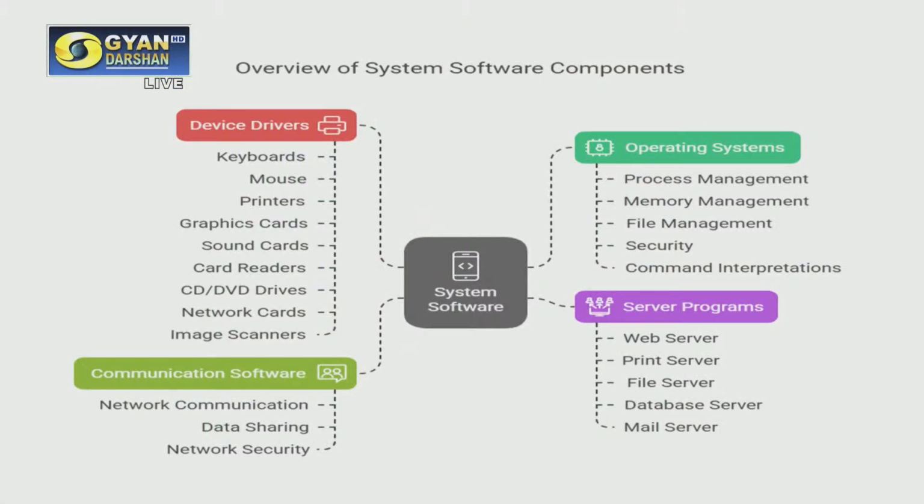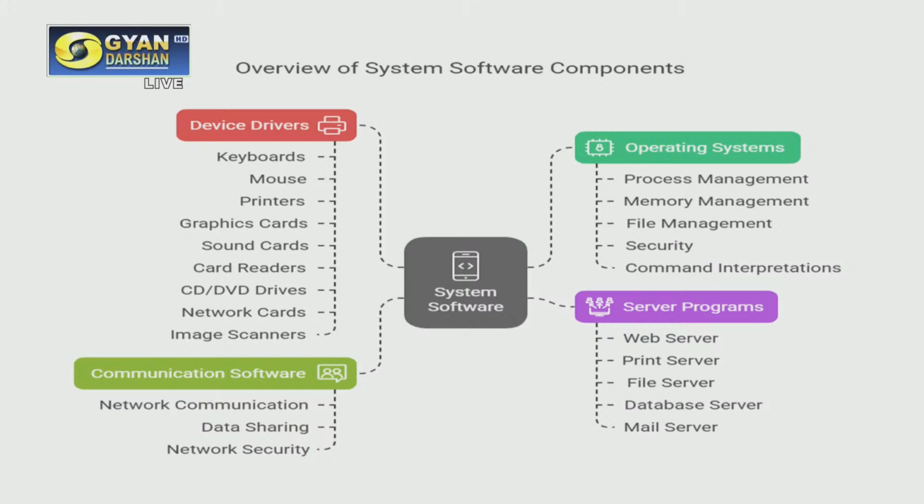So the system software, as I already said, in order to work with the devices, you need to have the device drivers. If you need to work with a mouse or keyboard or printer or whatever graphic card you need, you need to install the driver. So device drivers are one of the classes of system software. Apart from this, in order to connect to the internet, you need network communication cards. For the sharing of data and for network security, you need communication software. And they also come under the category of system software.